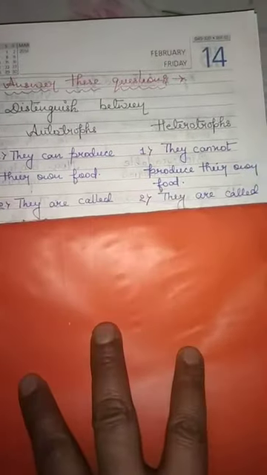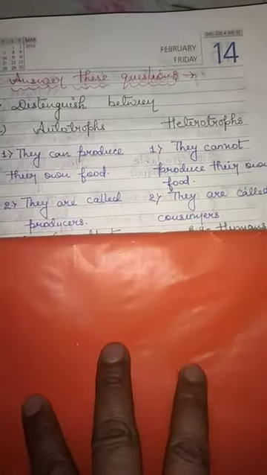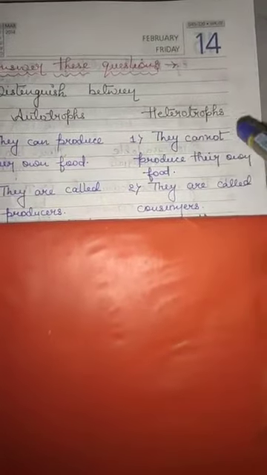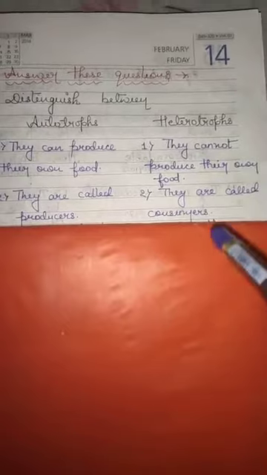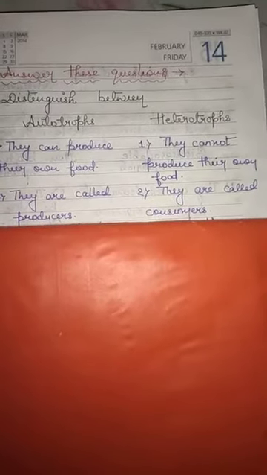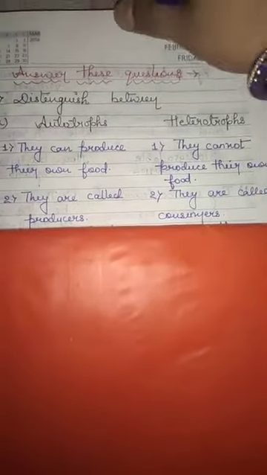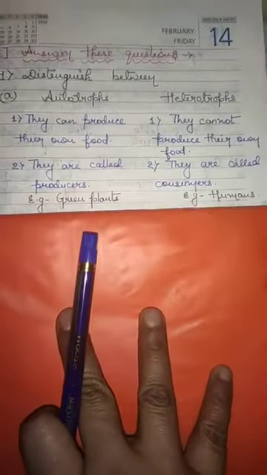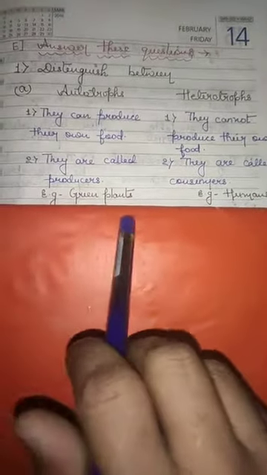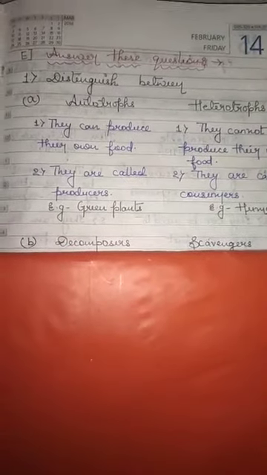Now, what is the second difference? The second difference is they are called producers. The autotrophs are also called producers. The heterotrophs are called consumers, because we consume. The heterotrophs, the animals or human beings, consume food. So they are considered as consumers. Now, what is the third point? The third point is the example. Green plants come under autotrophs. The humans or animals come under heterotrophs. Clear to you?